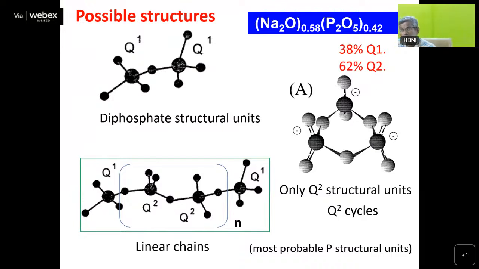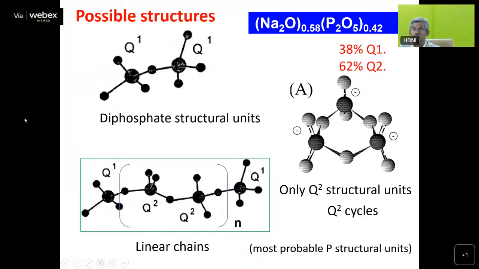What is predicted from the calculations, and this has also been supported, is that this type of glass, which is 58% Na2O and 42% P2O5, mostly contains linear chains along with some ring structures. This can be a 3-membered ring, with 1, 2, 3 phosphorus linkage, or it can be a 4, 5 or 6-membered ring without any Q1. So these are the 2 probable structures predicted.